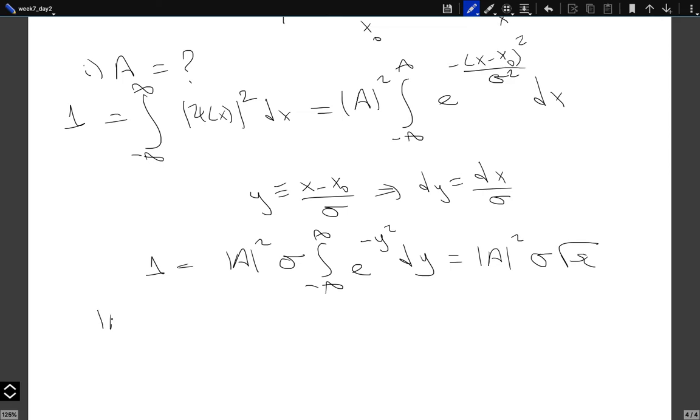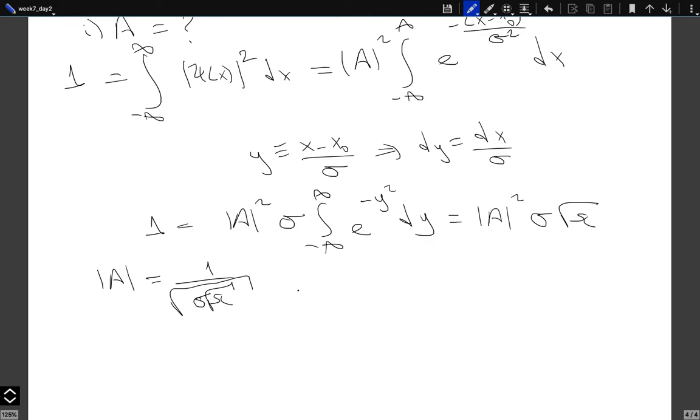Well, this already tells me that the absolute value of A should be equal to 1 over sigma square root of pi, all of this under the square root. So this is what the A should be. Well, we only know the absolute value. We don't know the sign. We don't know the phase, if it can be a complex number. Well, the convention is you most of the time ignore the phase. Sigma to the 1/2, pi to the power 1/4. So this is our A.